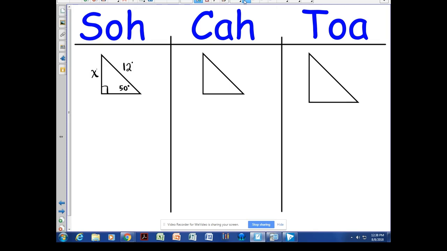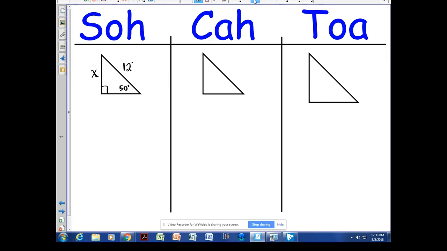Well, let's see how SOHCAHTOA can help us. As we've already stated, the first step is labeling all three sides with an O, A, and an H. So I'm going to do that with this particular triangle right here.